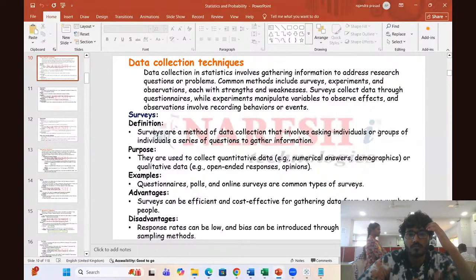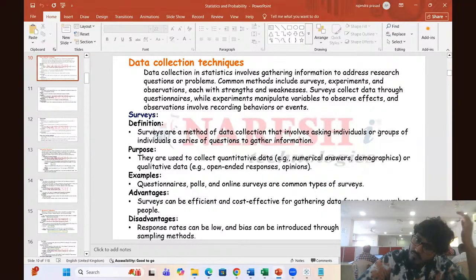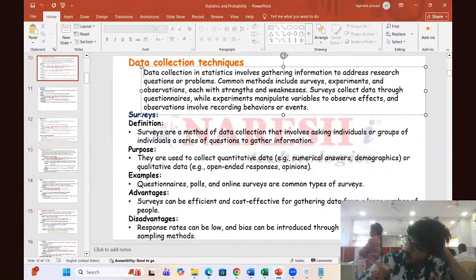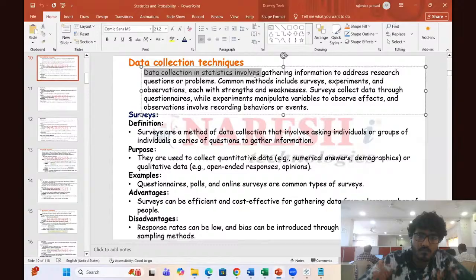Don't think these are the only ones. We have so many more. I'm giving you these just to get an idea of how we collect data. So what are the different data collection techniques? Data collection in statistics involves gathering information to address a research question or problem. The common methods include surveys, experiments, and observations.